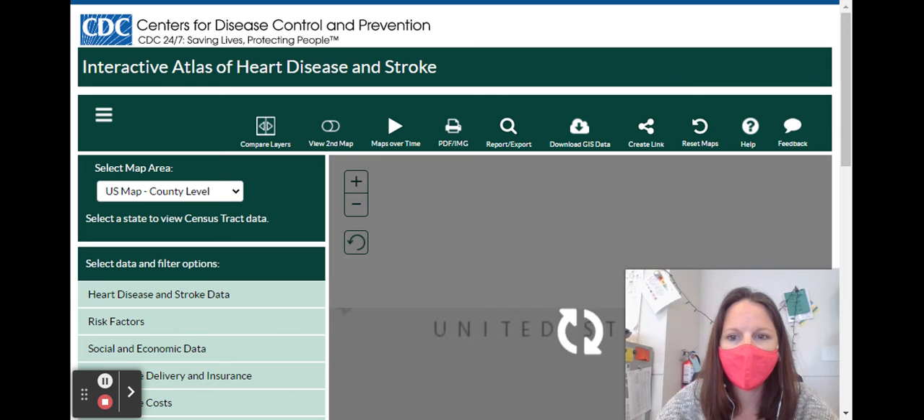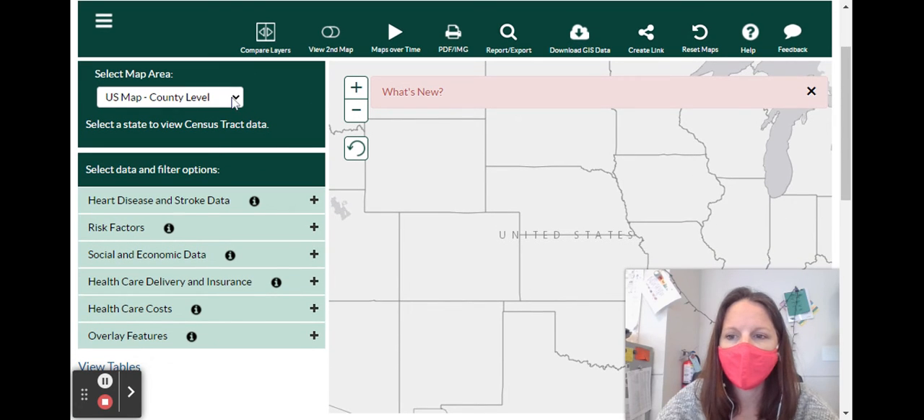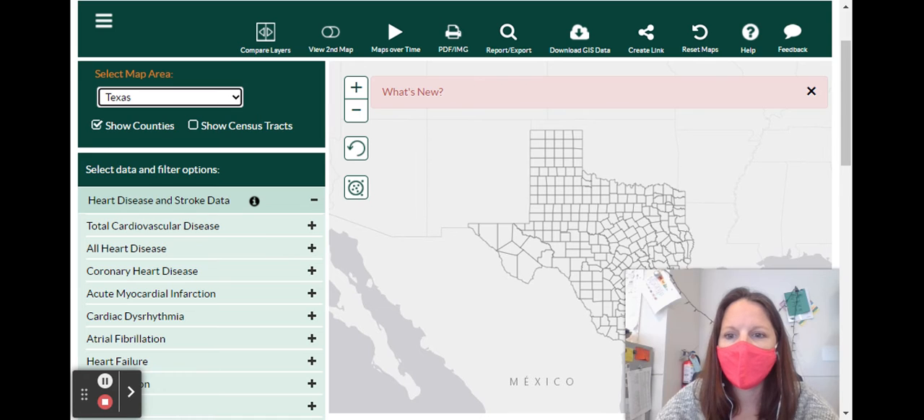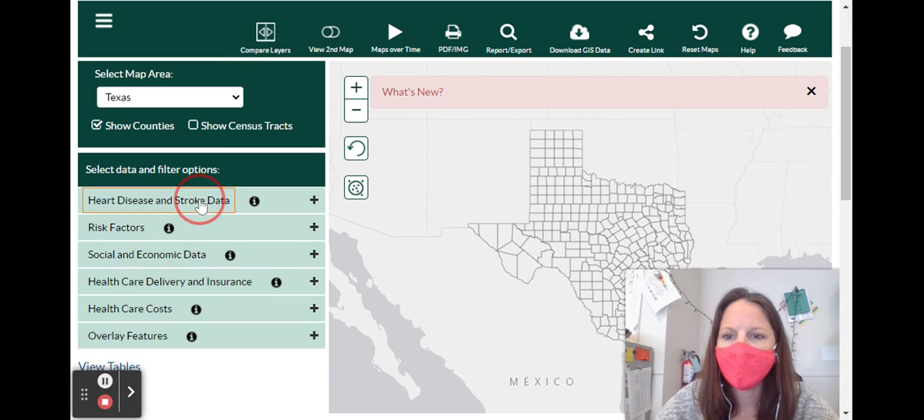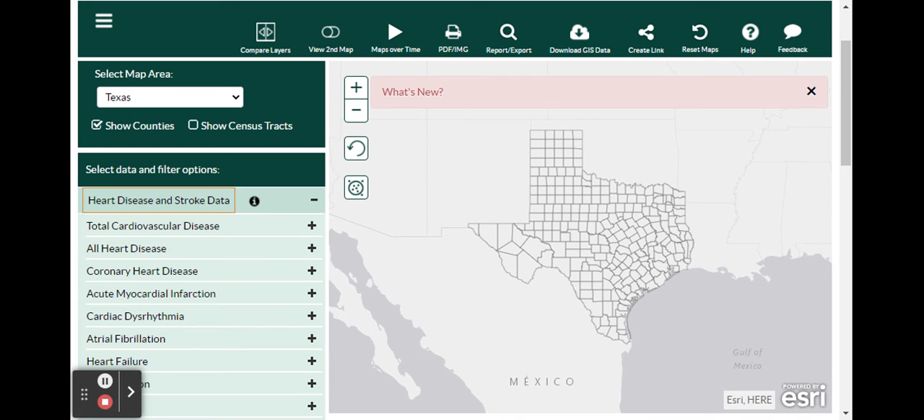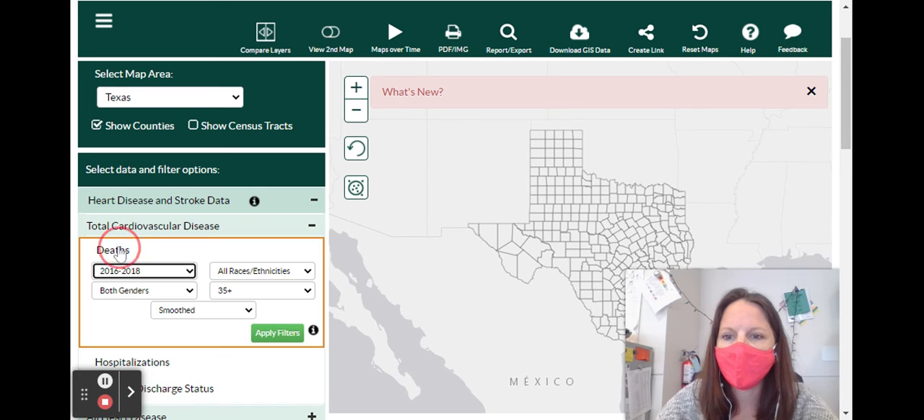So if you click on this drop-down menu, once it's loaded, and then you're going to go down to where it says Texas. Then you're going to see where it says heart disease and stroke data. Under that, if you click on that, it should drop down this set here. You are going to click total cardiovascular disease. And then you have the option to click deaths, hospitalizations, hospital discharge statuses. So let's go ahead and click deaths.